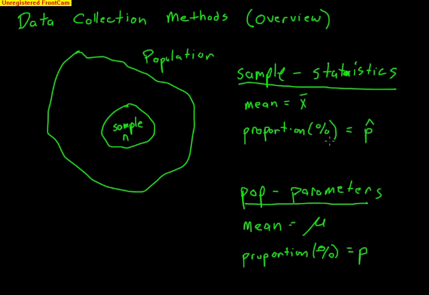So we got proportions and means. X bar is the mean from the sample, or mu is the mean from the population. That's the parameter. And then we got proportions, P hat coming from the statistic that we actually saw, versus P coming from the population. Again, parameters we never really know. We just use statistics to try to estimate them.